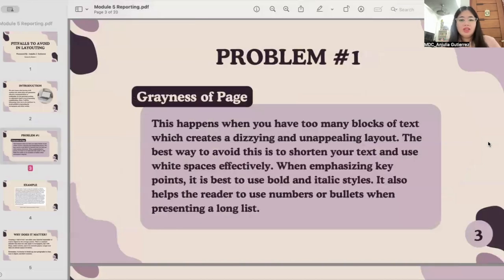media. So the first problem, a common problem that some newspapers or printed materials have, is grayness of page. This typically happens when you have too many blocks of text, which creates a dizzying and unappealing layout. The best way to avoid this is to shorten your text and use white spaces effectively. When you're emphasizing key points, it's best to use bold and italic styles. It also helps the reader to use numbers or bullets when presenting a long list.